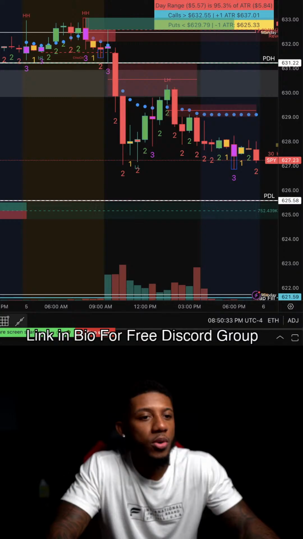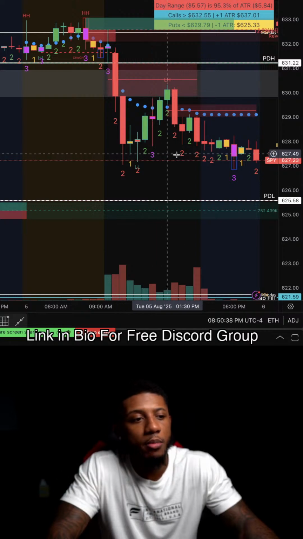So your targets that are showing up in your TradingView, those came from Lux Algo, or are you manually setting them yourself? Those are things that I'm manually setting myself.